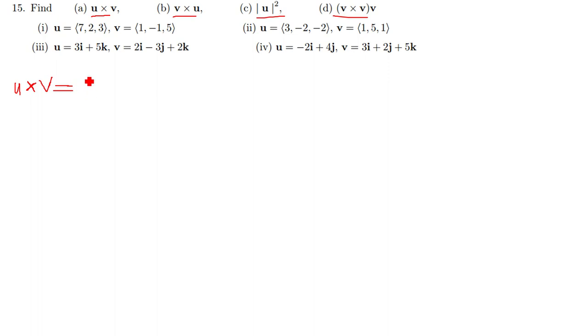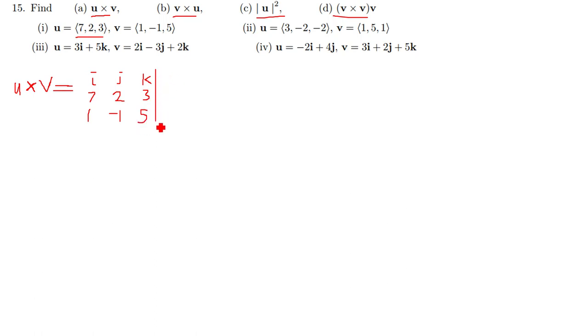you write your i, you write your j, you write your k, and then from there you first start with u, your first vector. Since there is u here, I'll first write my u there. So I'll write my 7, 2, 3 there, and then I'll write my v. So my v is 1, negative 1, 5.